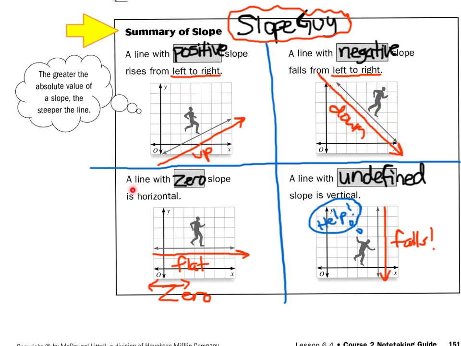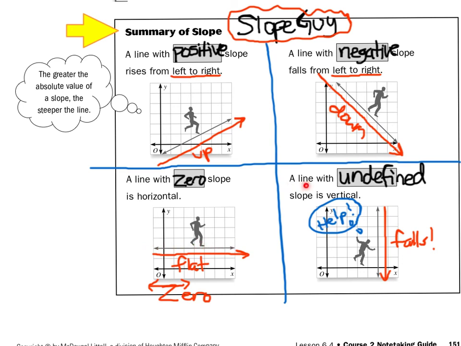Now, we talked about 0, but look at a line with a 0 slope is exactly horizontal. It's just a flat line. So I always imagine slope guy just walking casually on a sidewalk. It doesn't take him any energy to do that. So that's a flat line, okay? So that's a 0 slope.